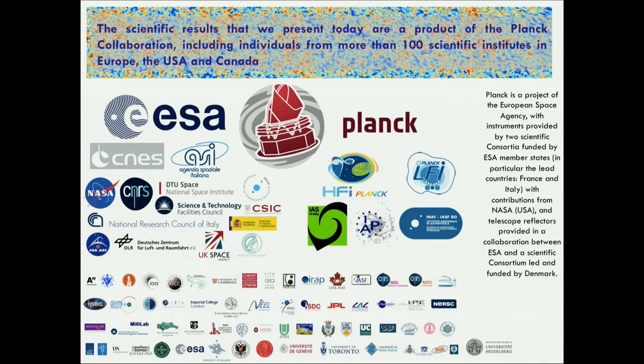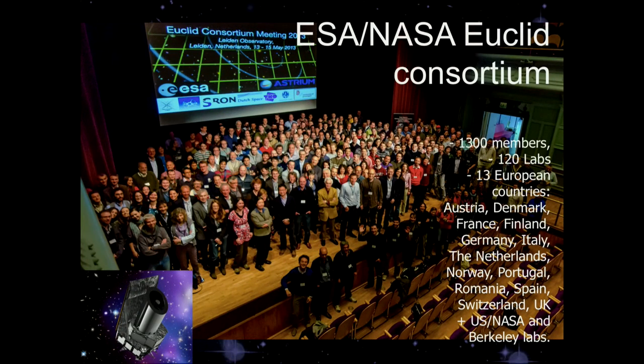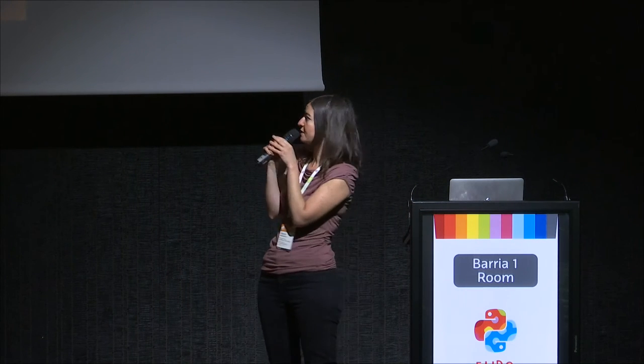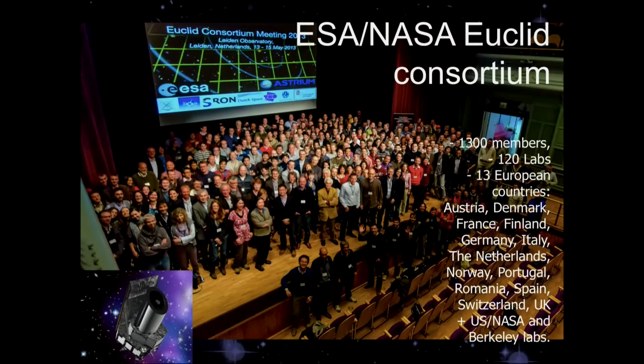And I've been leading the analysis that compares the data from the satellite to theoretical models that predict dark energy and theories beyond general relativity, so modified gravity. The other mission, Euclid, is more than twice as big. At the moment, it includes 1,300 people from 120 labs, 13 European countries, plus the US, NASA, and Berkeley labs. For that, apart from working on the communication, I'm in charge of the whole forecasting activity to determine a reliable pipeline that can tell us how well Euclid will perform in discriminating among different theories.